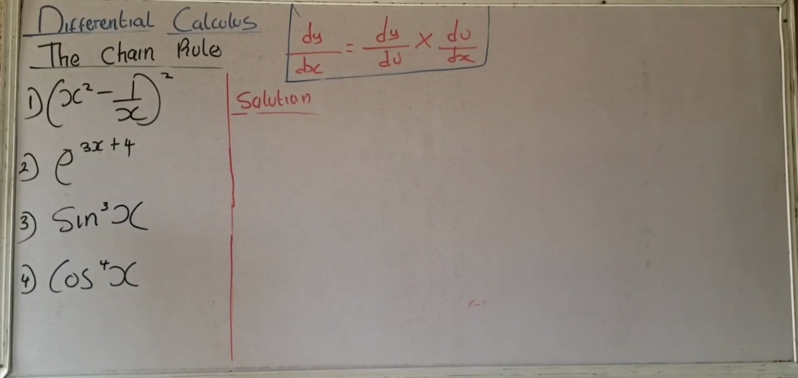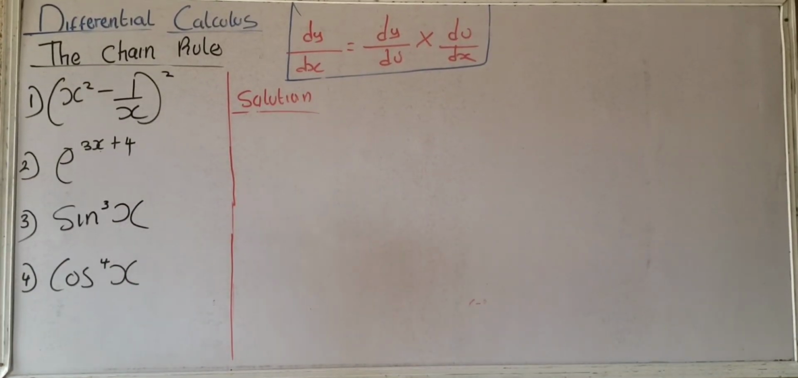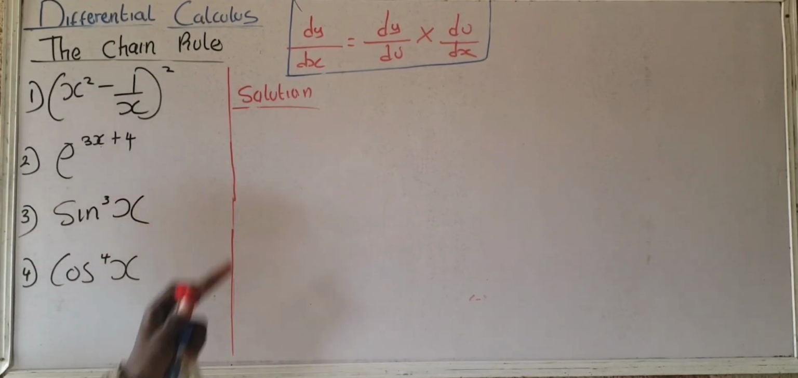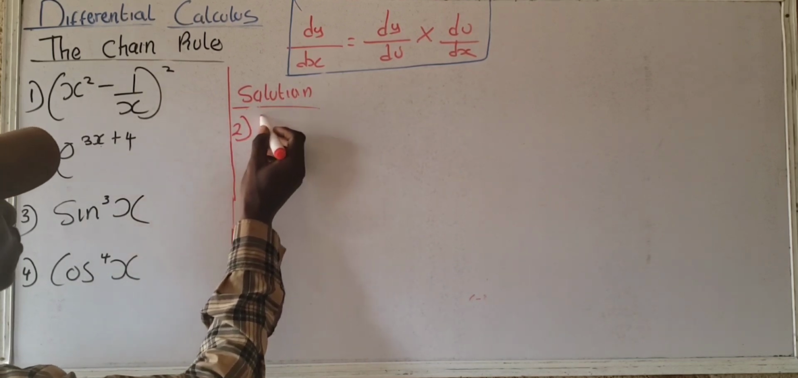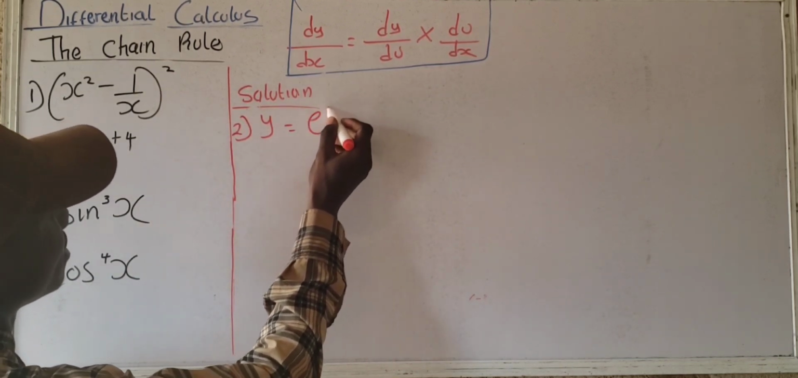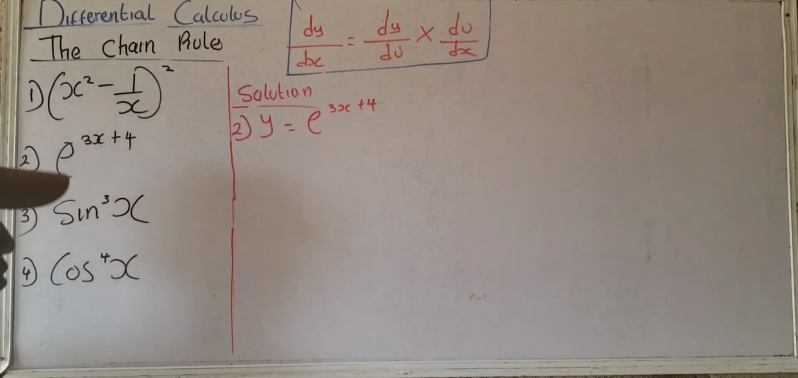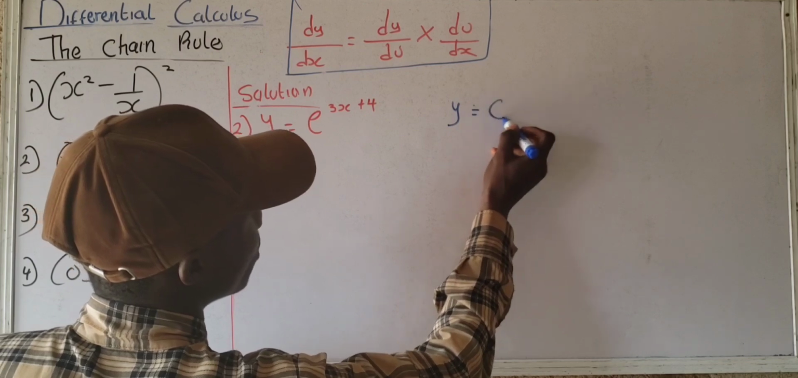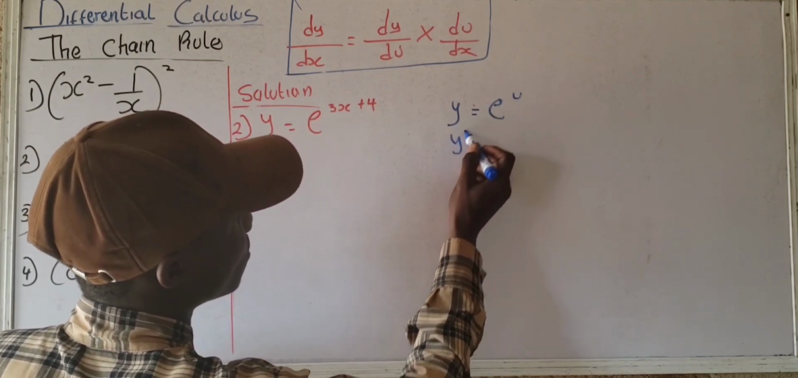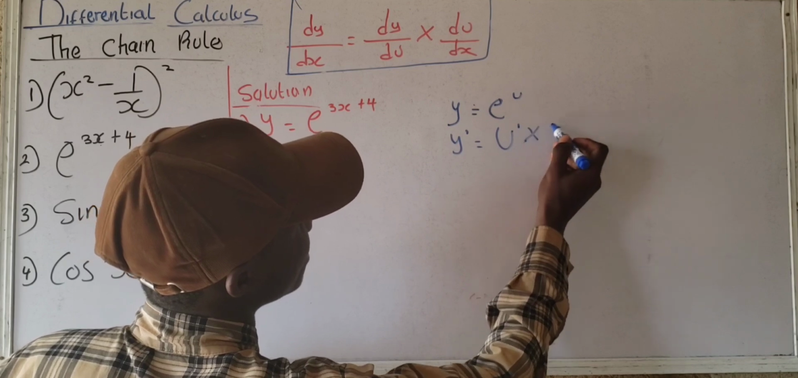Okay, so we are asked to differentiate e raised to the power of 3x plus 4. Now, let me give you a hint in an attempt to help you differentiate this function. The first step is to set y equals e raised to the power of 3x plus 4. Now, if you have to differentiate a function that looks like this, y equals e raised to the power of u, the derivative of y equals the derivative of u multiplied by e raised to the power of u.